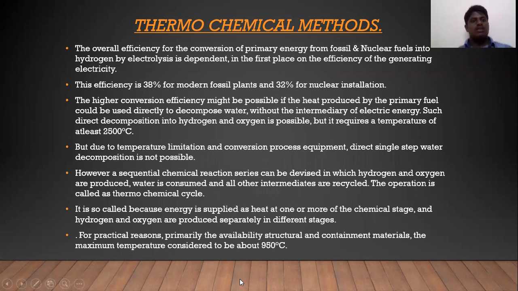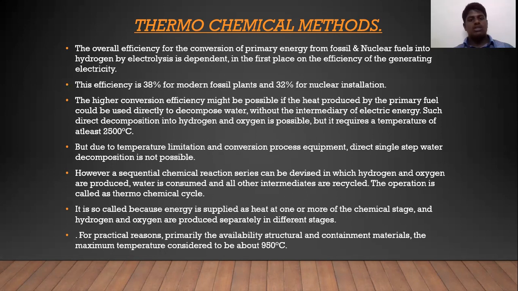Thermochemical methods. The overall efficiency for the conversion of primary energy from fossil and nuclear fuels into hydrogen by electrolysis is dependent, in the first place, on the efficiency of generating electricity. This efficiency is 38% for modern fossil plants and 32% for nuclear installations. A higher conversion efficiency might be possible if the heat produced by the primary source could be used directly to decompose water without the intermediary of electric energy.